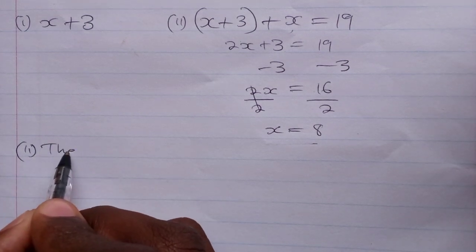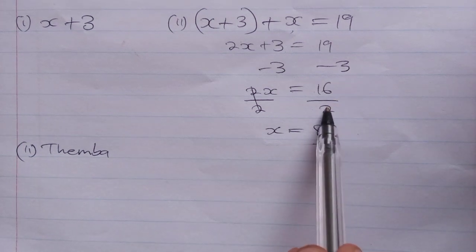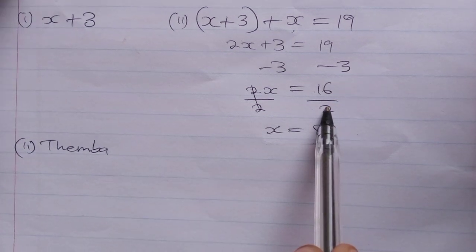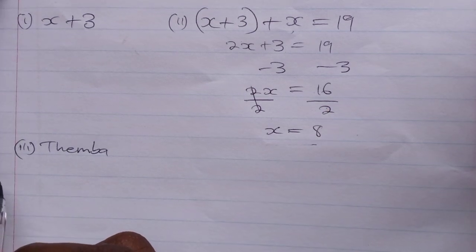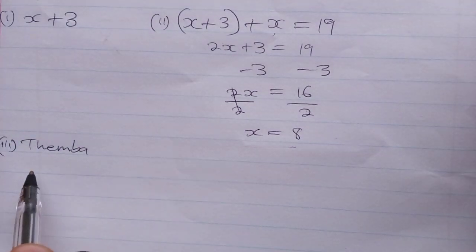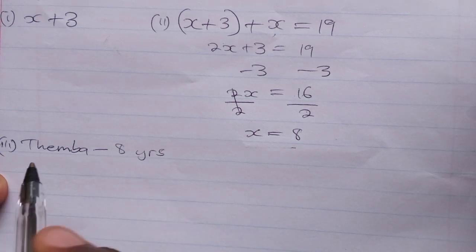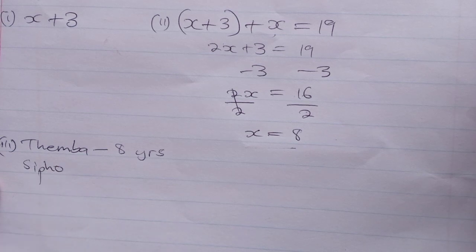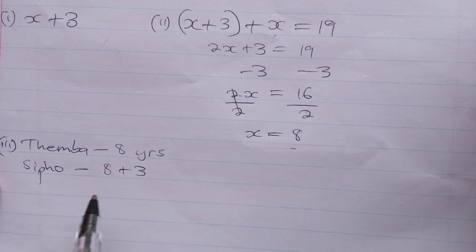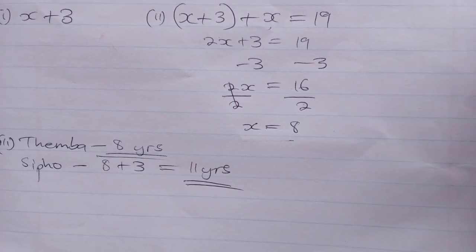So this is telling us that Temba, oh yeah, I solved this equation whereas I was supposed to be doing it for the third part, so forgive me, but it's still the same process, right? So we'll just answer the last part. Temba is 8 years, and now we have to find out for Sipo. They're telling us that Sipo is 3 years older than Temba, so we simply add 3 to the age of Temba. So it's 8 plus 3, which is equal to 11 years. So those are their ages, right?